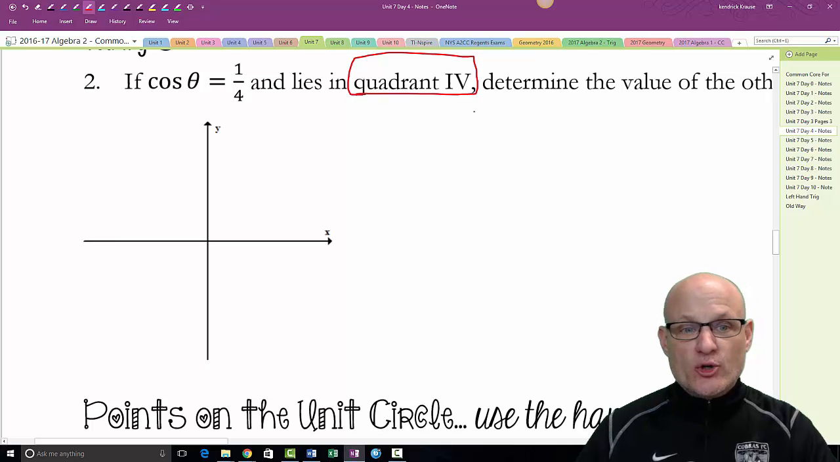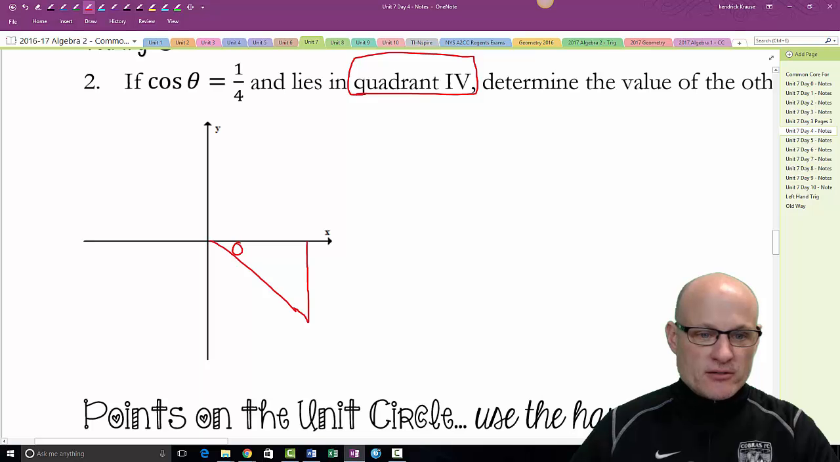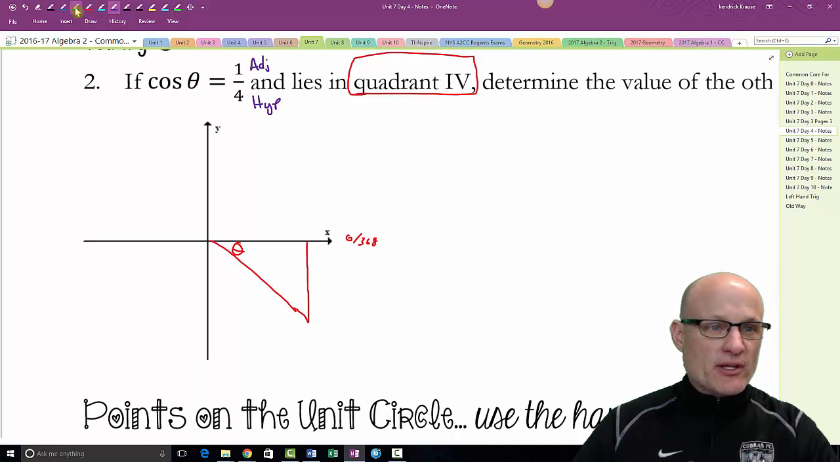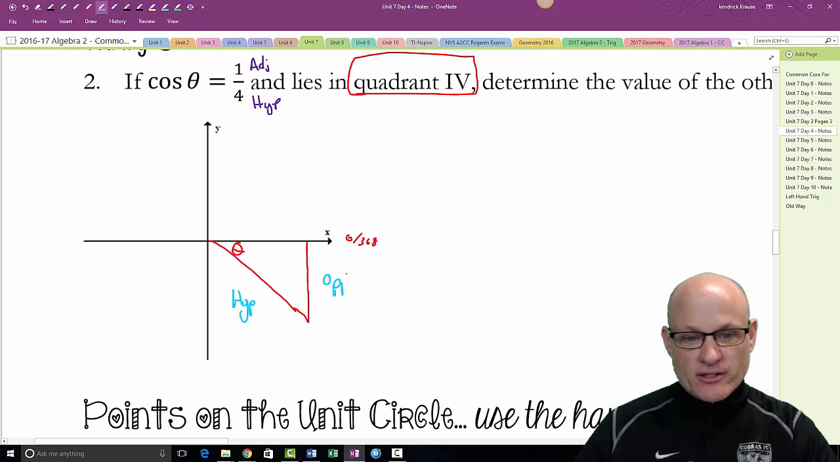So what we're going to do is create a reference triangle in the fourth quadrant. There it is right there. And there's my reference angle, always made with either 0 or 360. The only information I was given is cosine, which is adjacent over hypotenuse. Well, maybe what I need to do is label this. Hypotenuse. Remember, if this is my angle, then this is opposite over here, and this is adjacent.